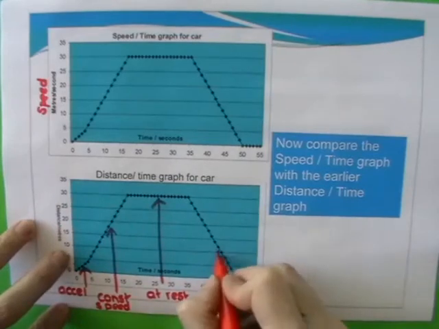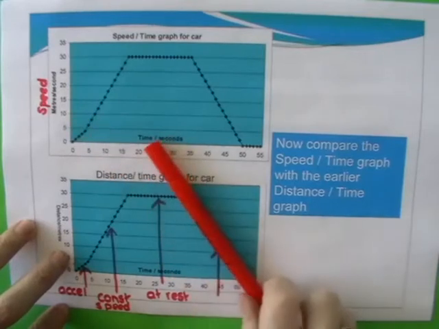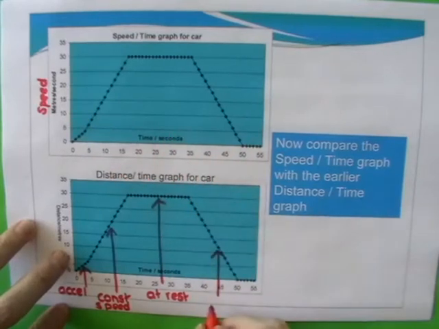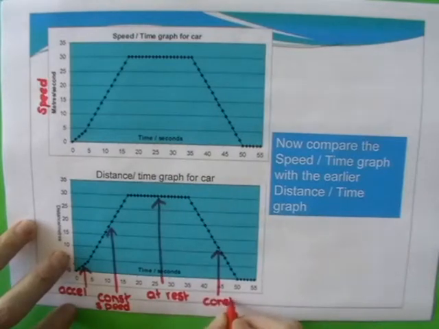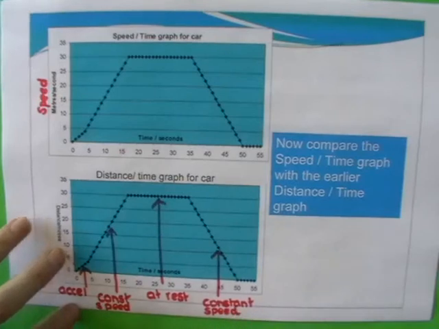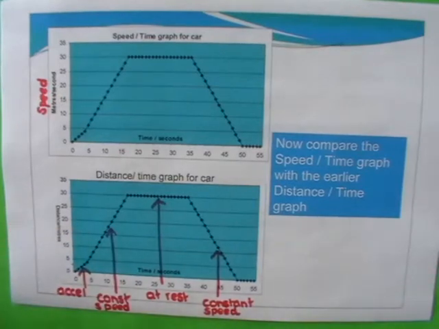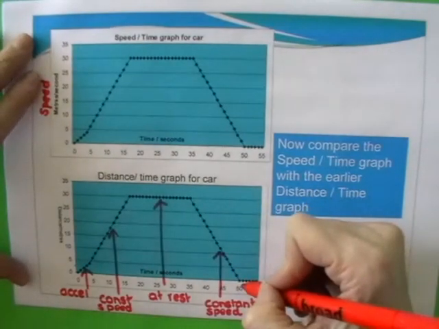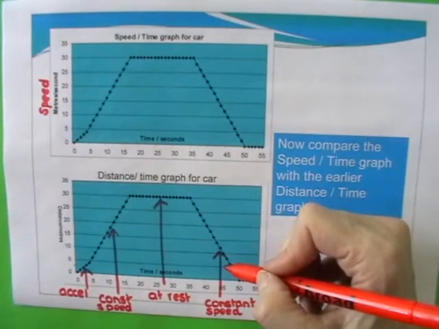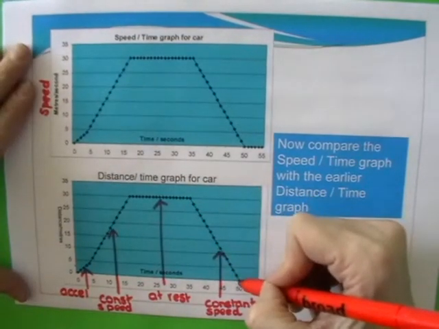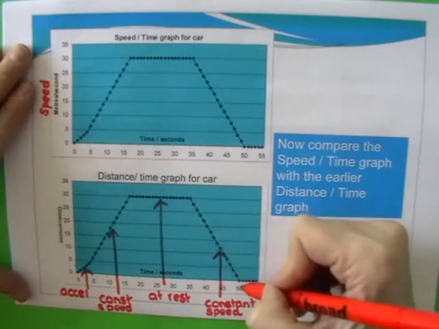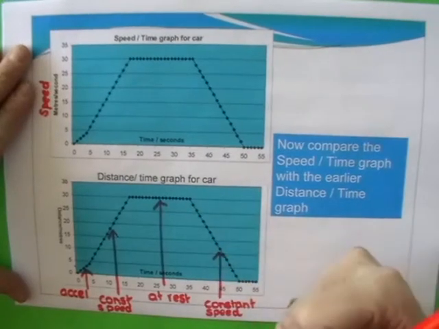And this part of the graph, this time it's a nice straight line, but it is going down. So it's also a constant speed. But this time it's going down to 0. So this really is showing that it's actually moving in the opposite direction now, because it has got a negative velocity or negative speed.